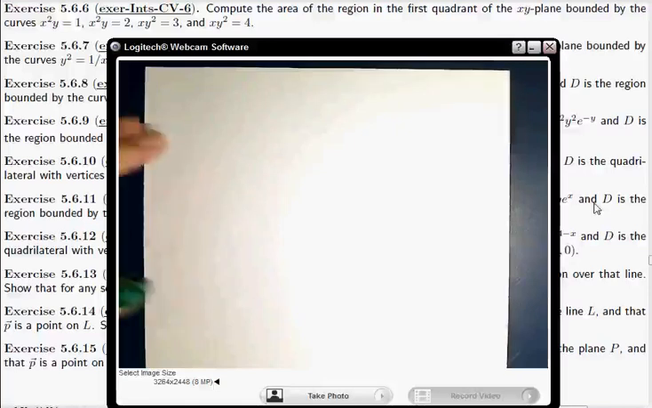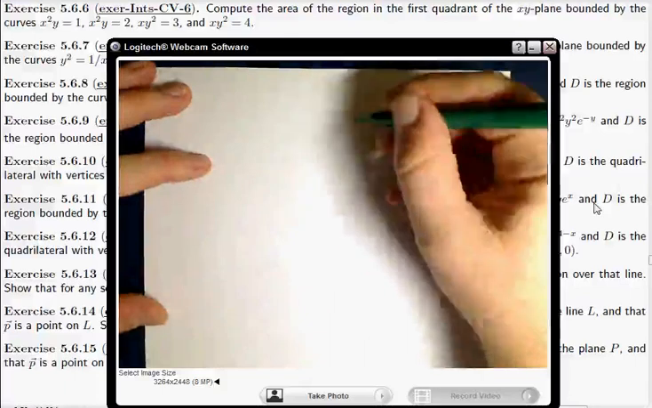Okay, number 6, so CV6. Right, so we have 4 curves. By the way, note this is a lot like that example from the section. Right? So let's draw the curves.